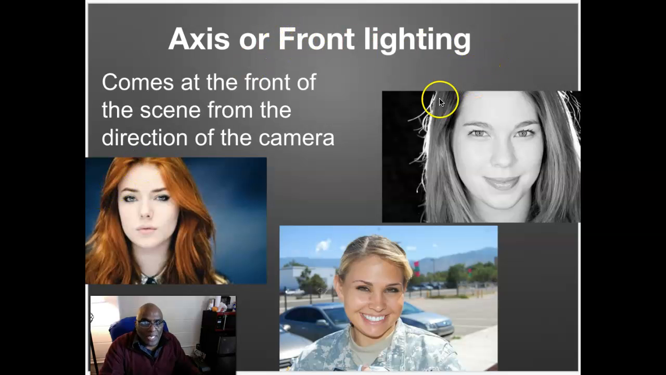The axis or front lighting comes at the front of the scene from the direction of the camera. This is nice lighting and we use it most of the time. But you want to be careful about using this light directly in front of your subject and not off to the axis or to the sides, because it can make your subject seem flat. It doesn't allow your subject to seem three-dimensional. This is why shadows are important.